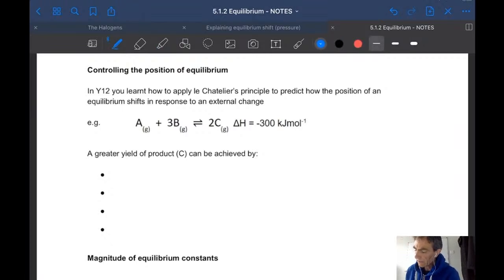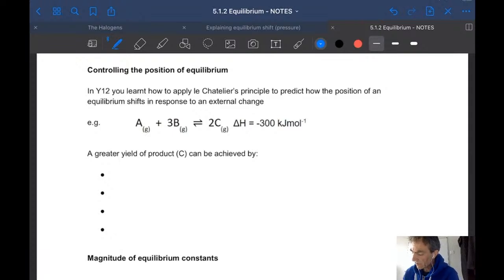Right, so this is all about controlling the position of the equilibrium, but we're going to do it in terms of the equilibrium constant rather than Le Chatelier's principle. So in year 12, remember these are my students' notes, so it's phrased towards them. In year 12, you learn how to apply Le Chatelier's principle to predict how the position of an equilibrium shifts in response to an external change. So this is just a bit of revision.